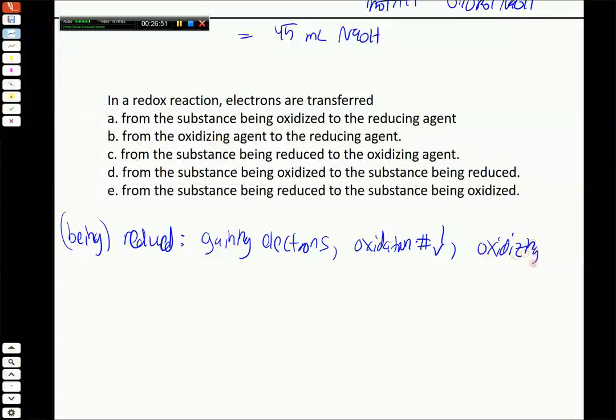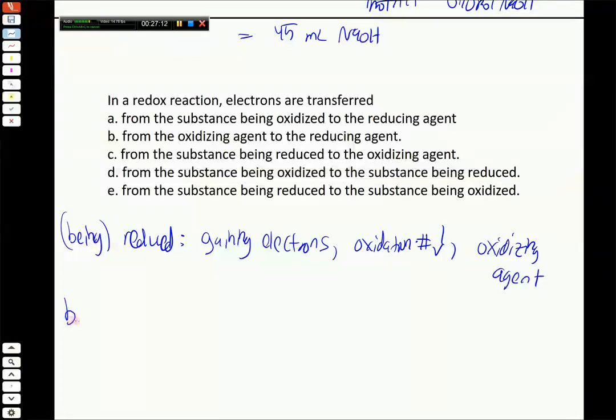That's the part that's a little bit confusing about this. But the point is, there's 3 ways of saying the same thing. The substance that is being reduced is going to be the one that gains one or more electrons. Its oxidation number will decrease, at least for one of the elements, between reactants and products, and this would serve as the oxidizing agent.